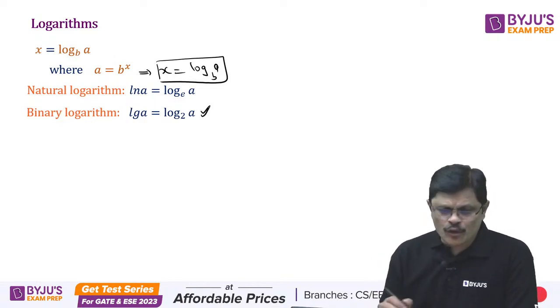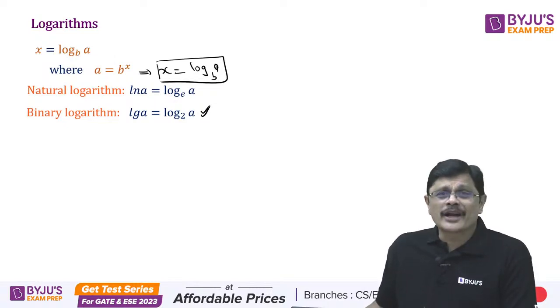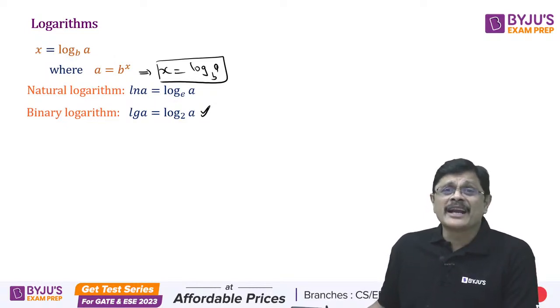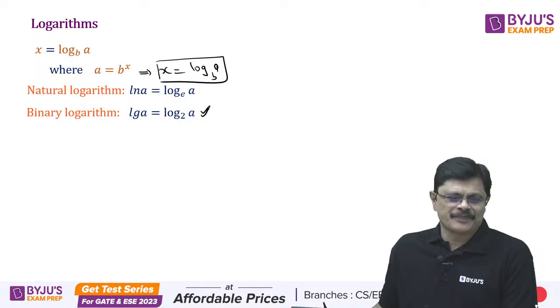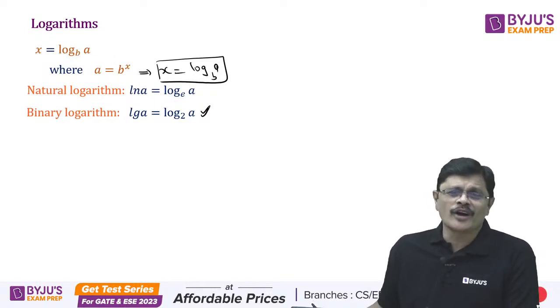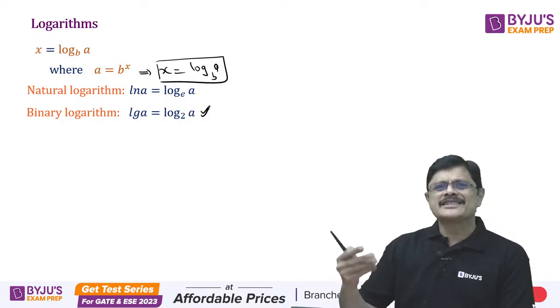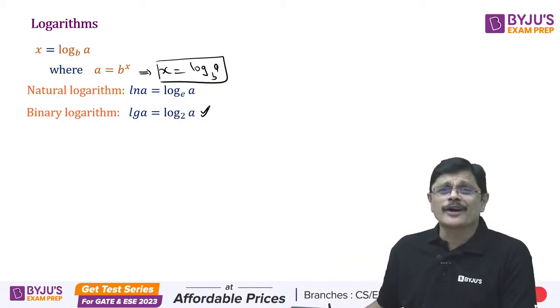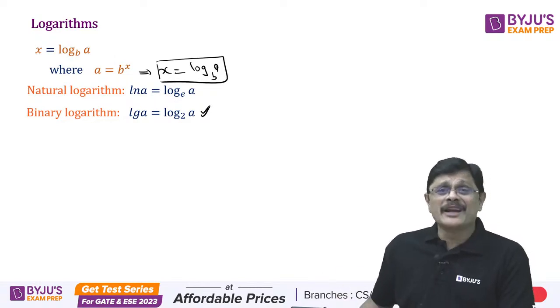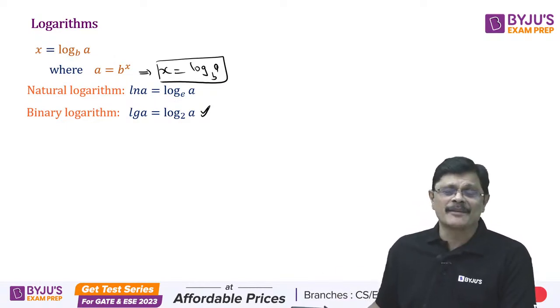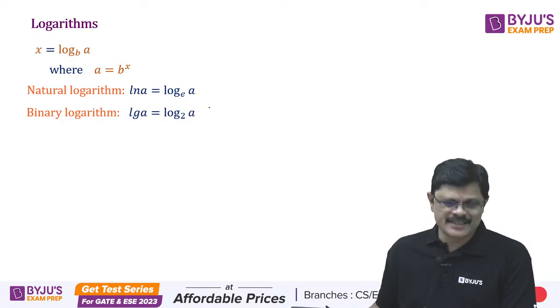And in algorithm course, we are mainly interested in logarithm base 2. That is binary logarithms we are mostly interested in. Generally, unless otherwise explicitly mentioned, whenever you say log, we mean binary logarithm under algorithm course, my dear friends. Whereas in engineering mathematics, whenever you say log of something, we mean log to the base e, natural logarithm. But in algorithm course, we are interested in the binary logarithms, my dear friends.